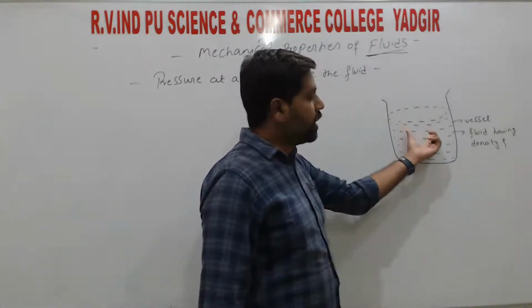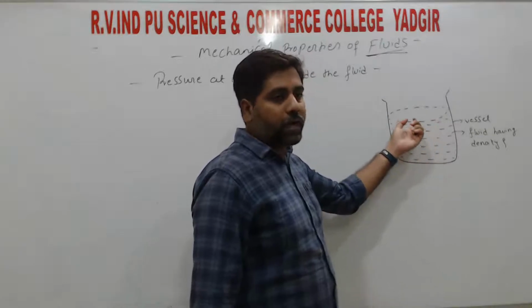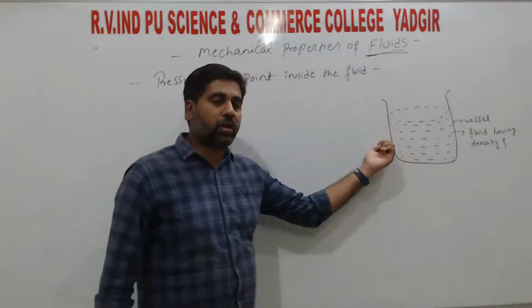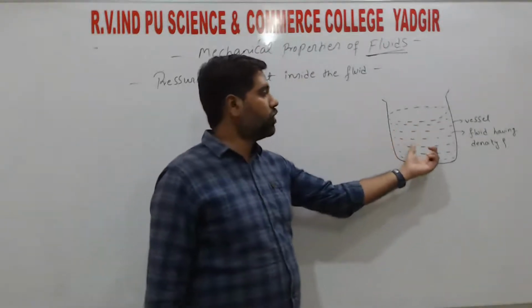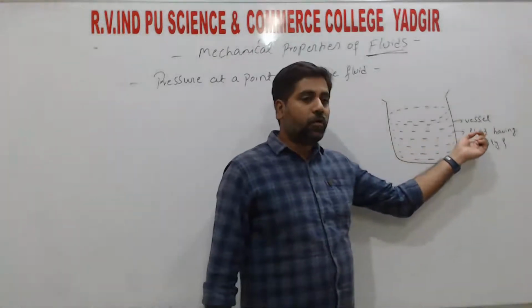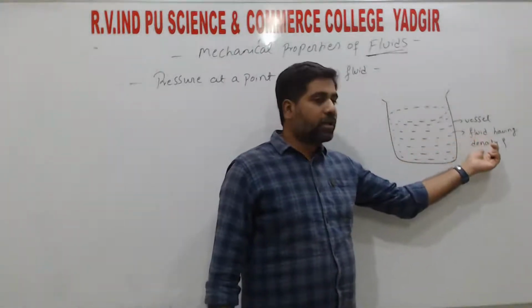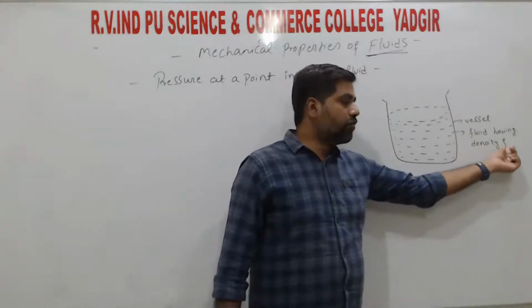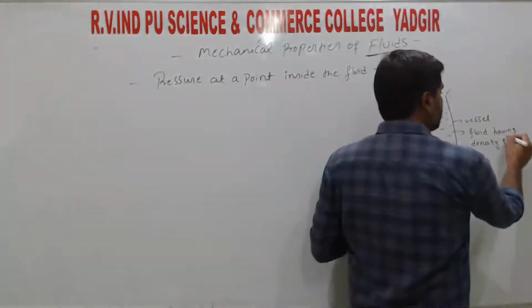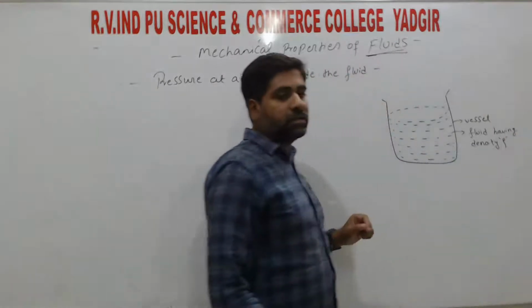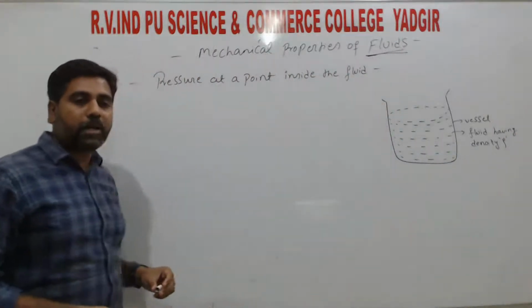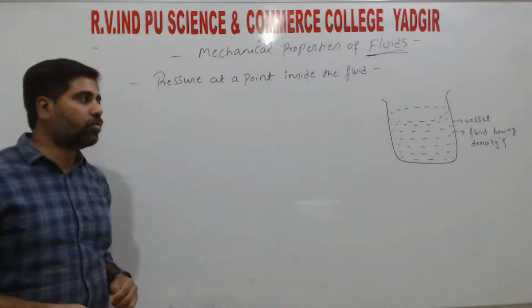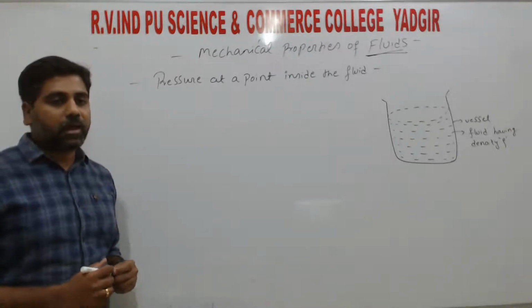So inside the vessel we are considering one fluid. It may be liquid or gas, you can consider any of these. So here in general we take it as fluid. That fluid has the density rho. Density is denoted by rho, and density is defined as mass by volume. Mass divided by volume we call density.